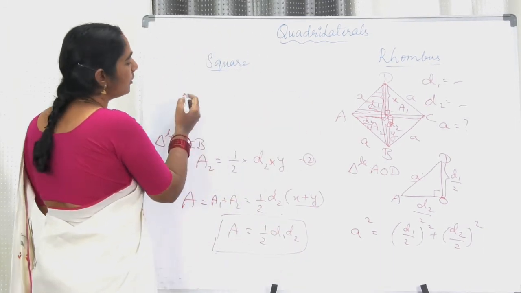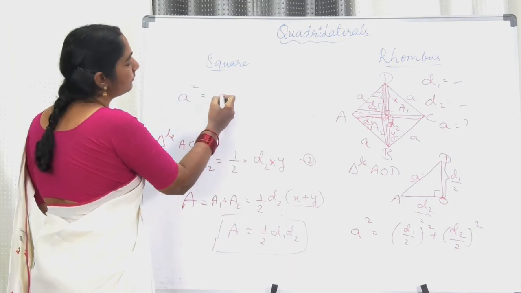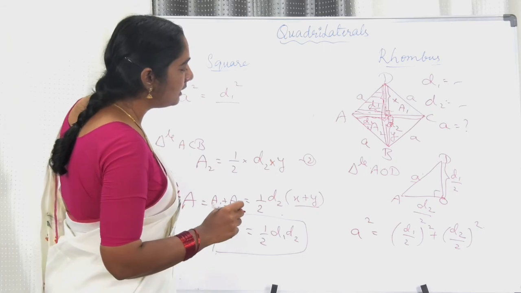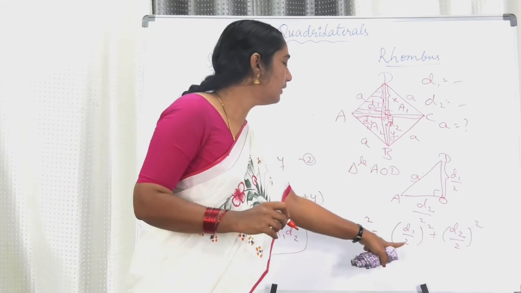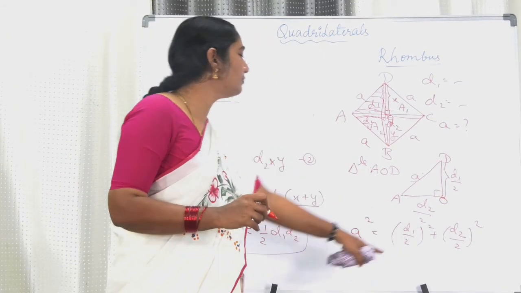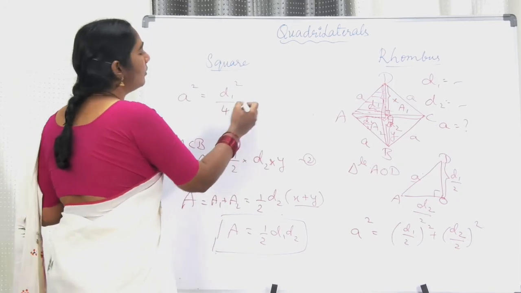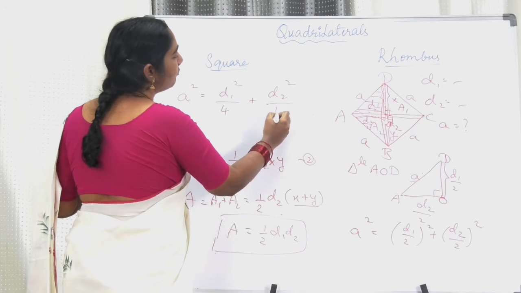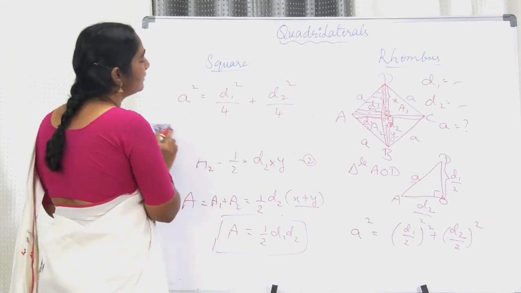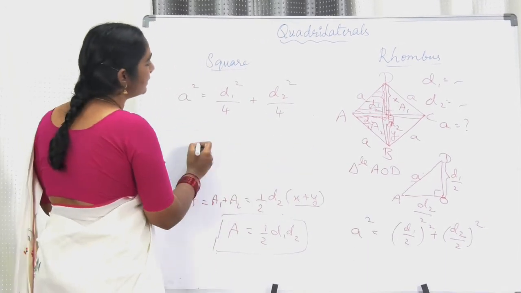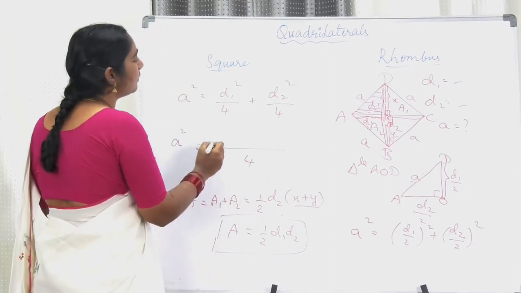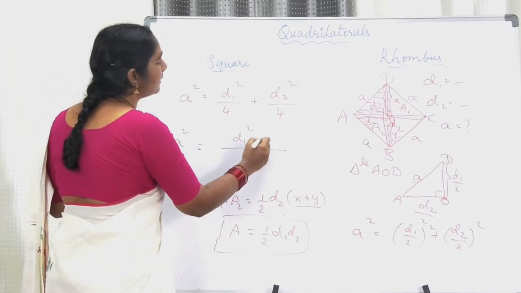So now we got A square is equal to D1 square by 4, since 2 square is 4, plus D2 square by 4. You can just observe that 4 is the LCM in both cases. A square is equal to D1 square plus D2 square, all divided by 4.